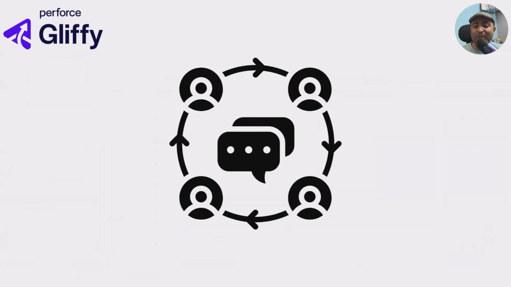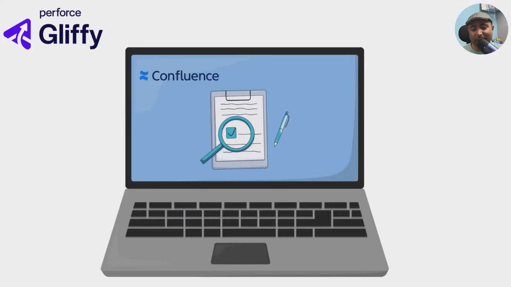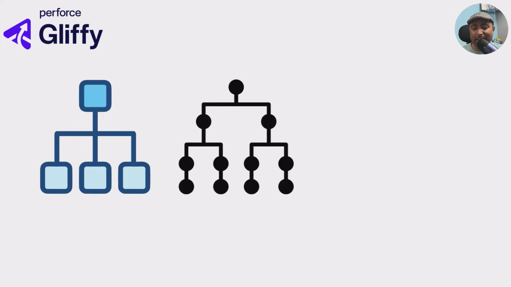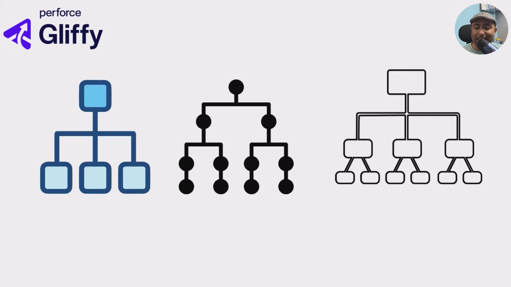And Gliffy helps you communicate complexity clearly without long explanations, without confusion, and without external tools. Flowcharts, UML, and ERD, everything stays inside Confluence. So your documentation becomes more powerful, visual, and incredibly easy to maintain.